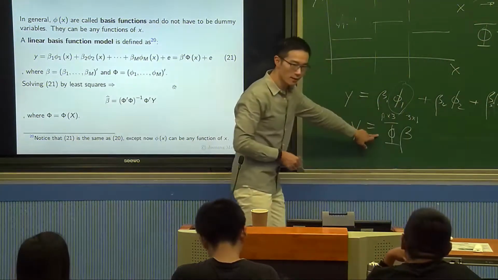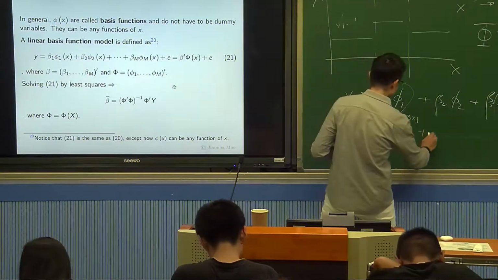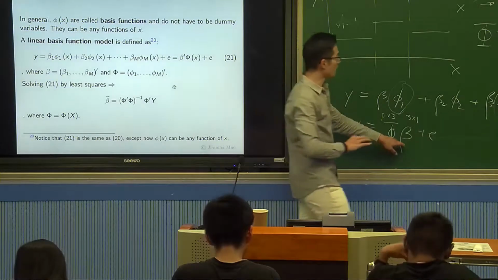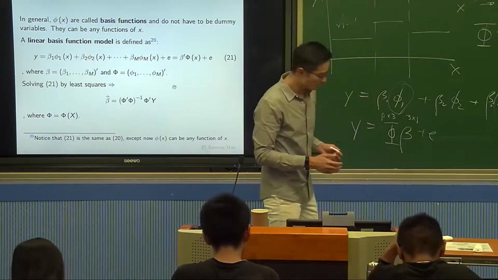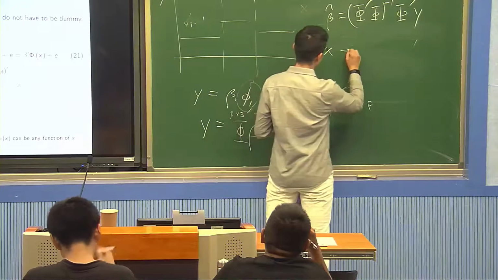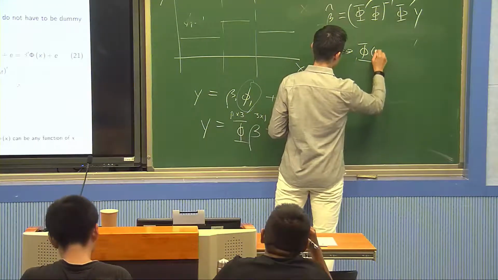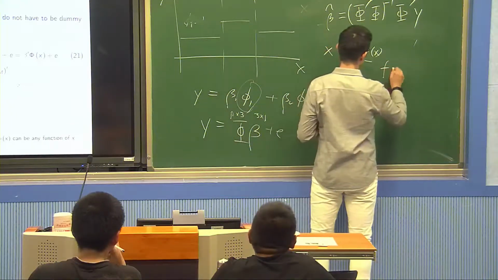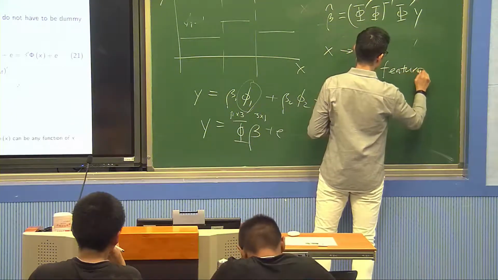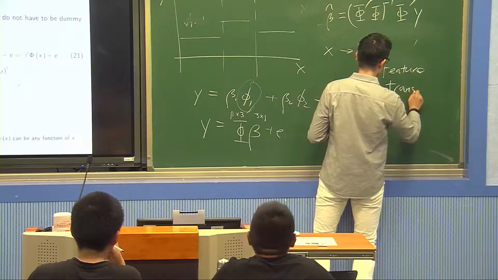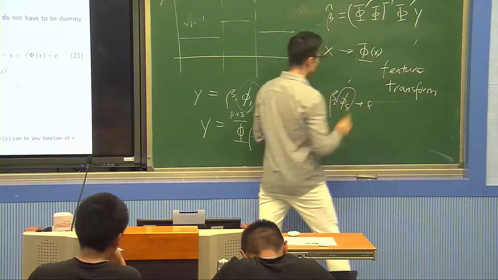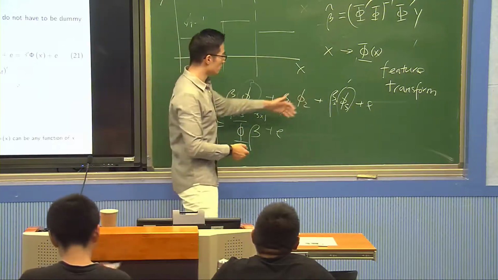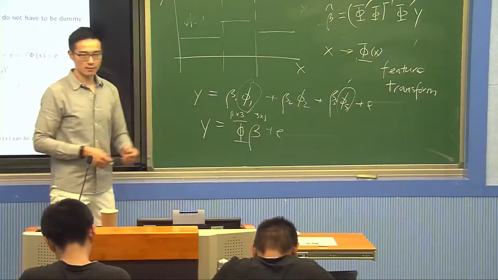Now, if we write it this way, then obviously I can immediately see the solution to this system, the beta hat, is the least squares formula. Transformation from x to phi. Now, phi is a function of x, right? The transformation from x to phi is called a feature transform. Essentially, we're changing x into something else. So we do a feature transform into a linear model again, and we can estimate the beta.